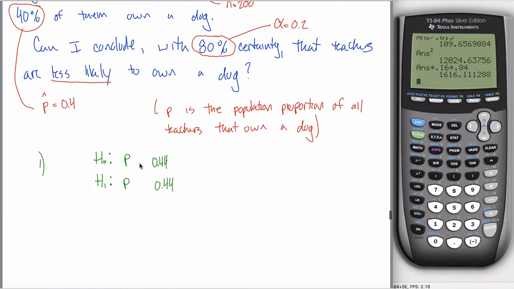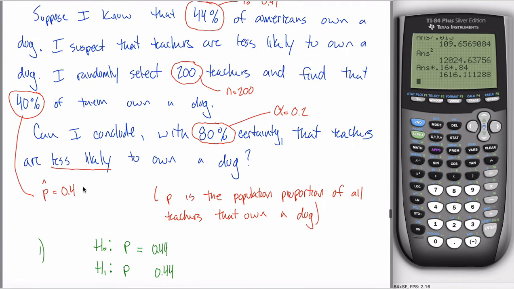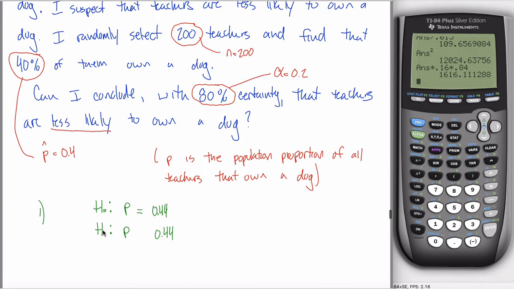Last time around, my null hypothesis, I always put an equal sign here. You still do. This is the skeptical point of view. If I go claiming that teachers are less likely to own a dog and you're skeptical, you're saying, nah, they're just the same. It doesn't matter if you're a teacher or just a normal, I don't know if that's the right word to use, American here. The proportion of all teachers that own a dog is the same as the proportion of all Americans that own a dog. It doesn't matter at all. Your claim is nonsense. I am skeptical. Your claim is that, or my claim is that teachers are less likely.